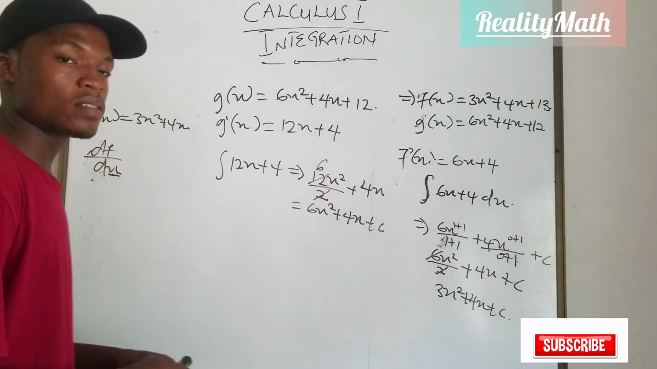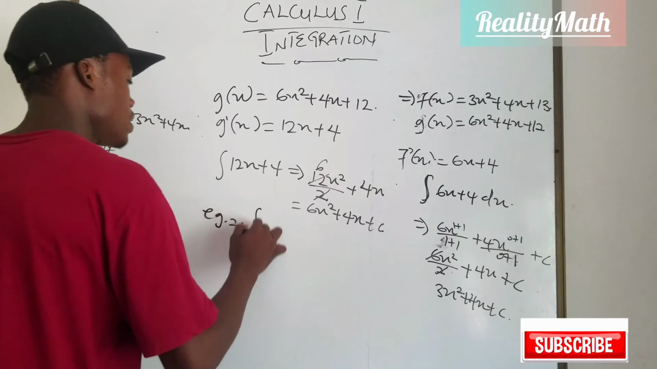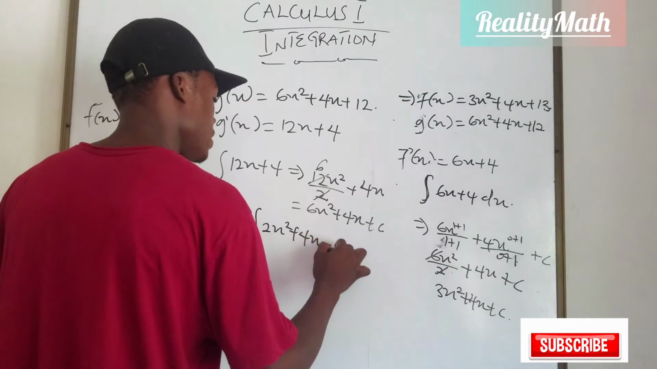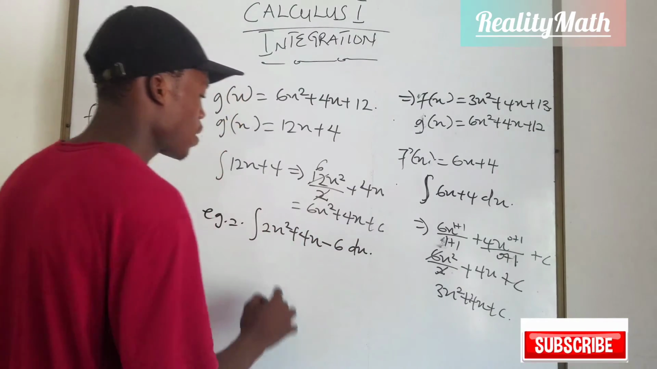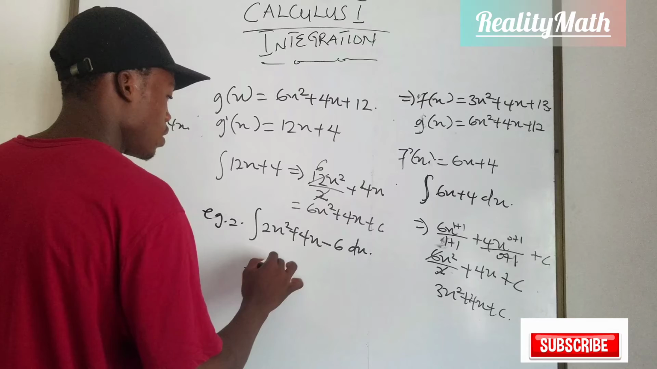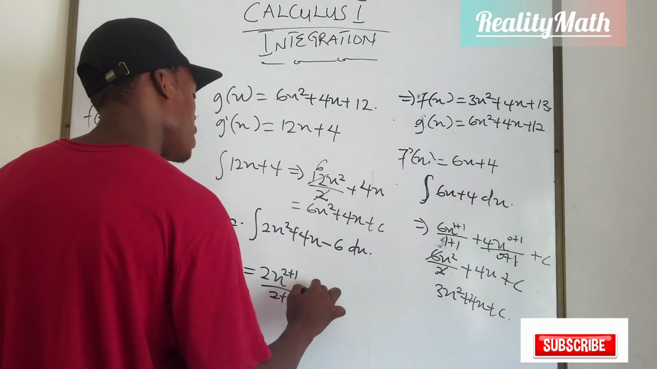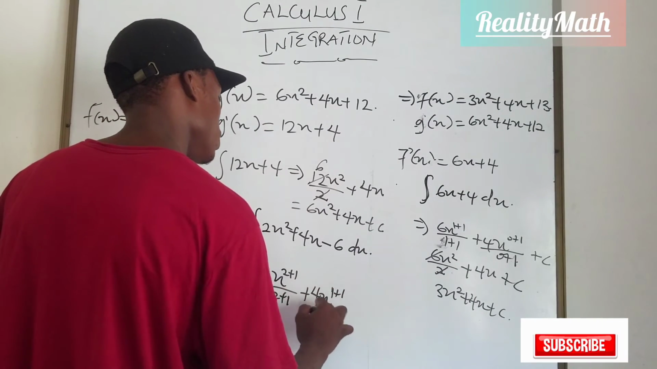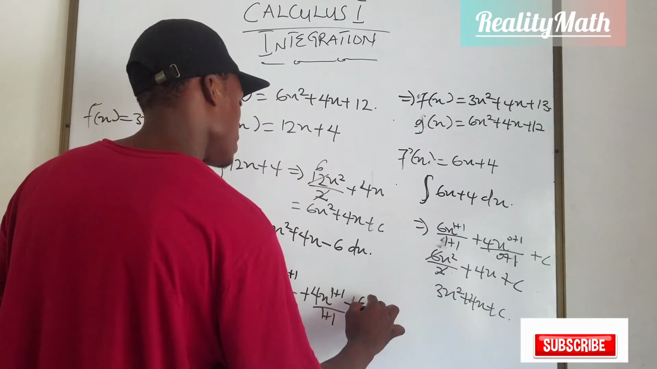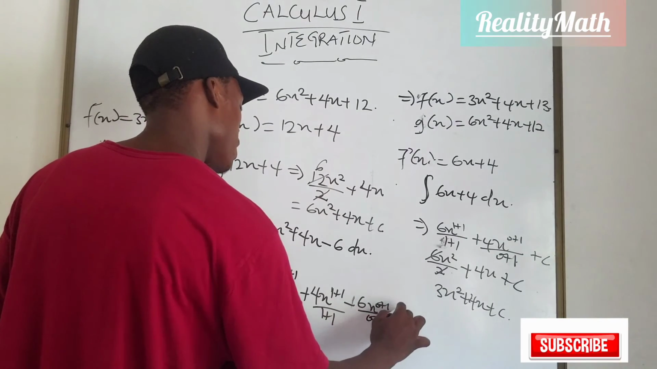Alright, so let's take example 2. Let's say integrate 2x squared plus 4x minus 6 dx. Okay, so integrate that simple function. Now we have it that is going to give us 2x to the power 2 plus 1 all over 2 plus 1, plus 4x to the power 1 plus 1 all over 1 plus 1, minus 6x to the power 0 plus 1 all over 0 plus 1, plus our constant c.